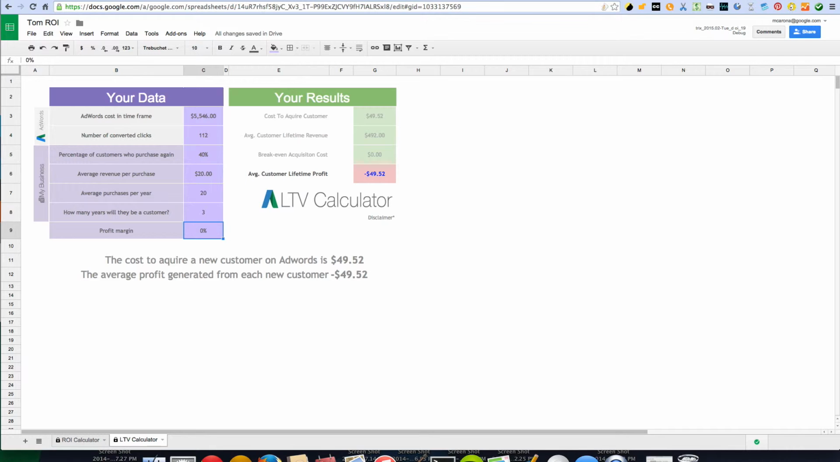Last part's really important because we don't want to just think of return on ad spend. We do want to take your business costs into consideration. So let's take out some of the cost of goods sold and put in a profit margin for us to consider.